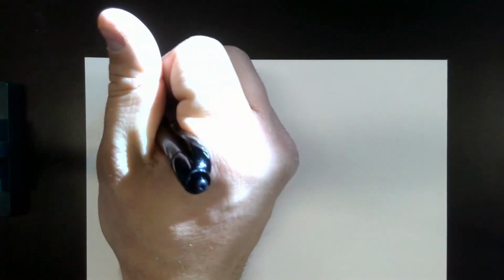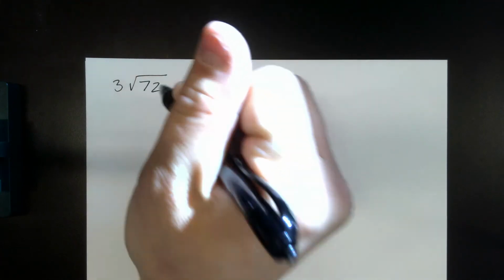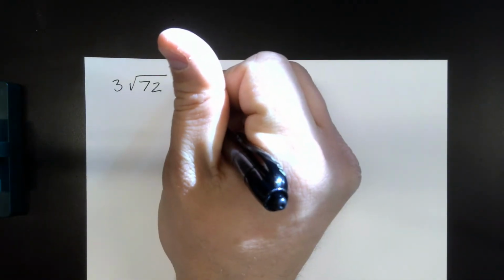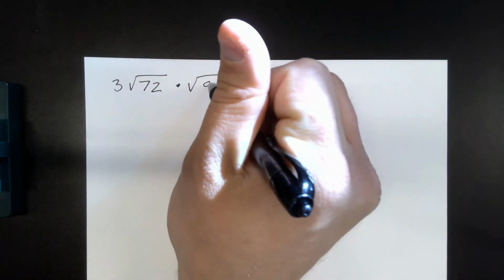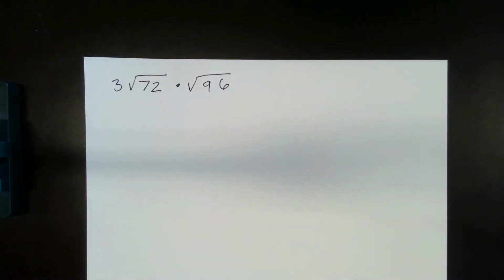Now let's get to the real hard stuff. You guys ready? So if we have 3 square root of 72 times the square root of 96.